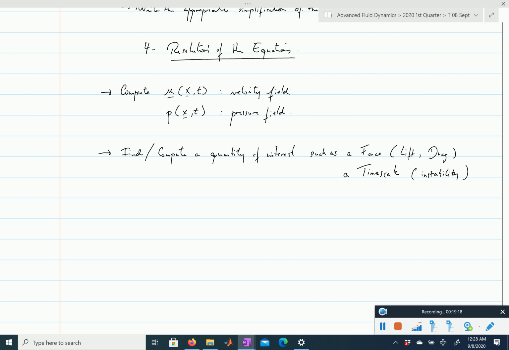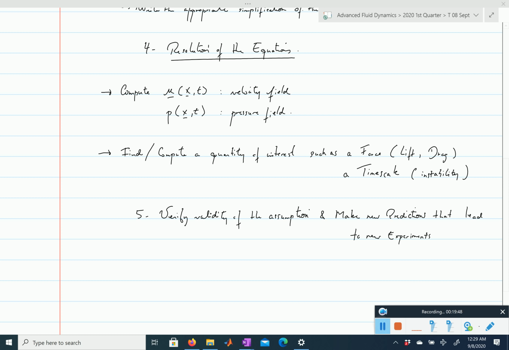And so once you've resolved the equations, oftentimes what you would do is, from the solution that you get, verify the validity of the assumptions that you made, and also see if we can make new predictions. So that is the conclusion of a problem. If you can predict some new experimental observation, then your whole model is very solid. So make new predictions that lead to new experiments.